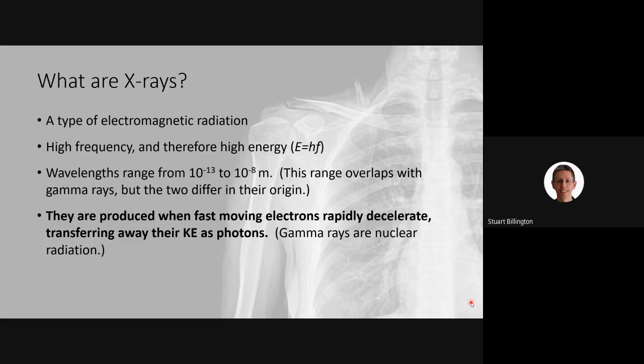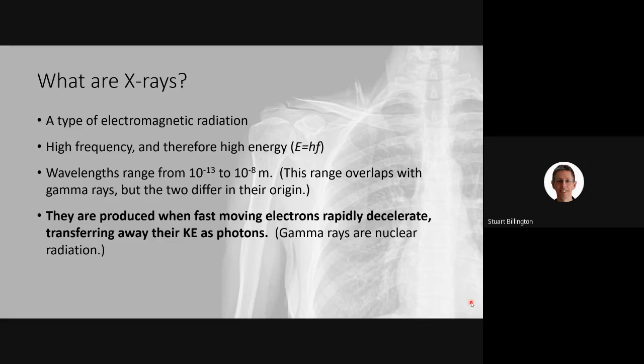So in our case, we're going to produce X-rays in a hospital X-ray machine using electrons, and we're going to make them go very fast, and then we're going to make them go very slow. And as they decelerate, they're going to transfer away their kinetic energy in a method that we'll talk about in a second. And that loss of kinetic energy will eventually be released from the machine as photons of X-rays.